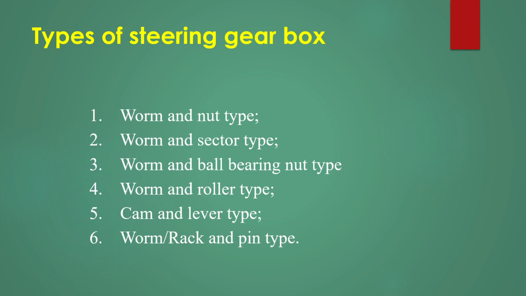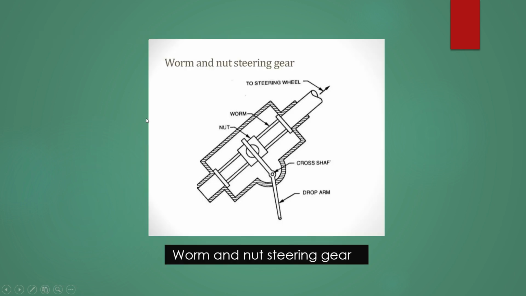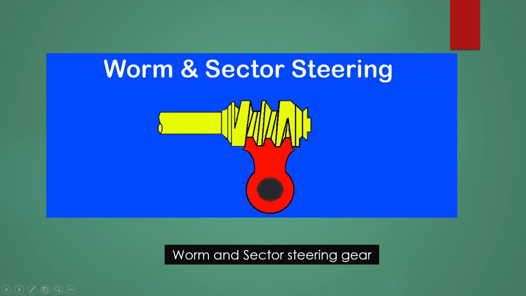Next is the type of steering gearboxes that we are using. There are six types: the worm and nut type, worm and sector, worm and ball bearing, worm and roller type, cam and lever type, worm and rack and pinion type. So this is the worm and nut steering gear. This is the steering shaft, at the top of which we have the steering wheel, and there is a worm gear here, and one nut is connected to the worm gear. As this shaft rotates, this nut will have a rolling motion over the worm, and that motion is taken by a cross shaft, and then by the drop arm, and the motion continues.